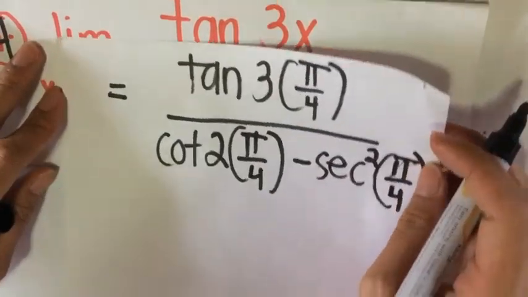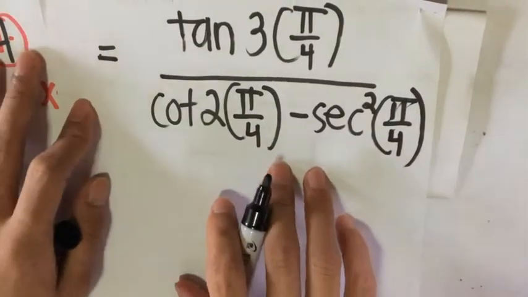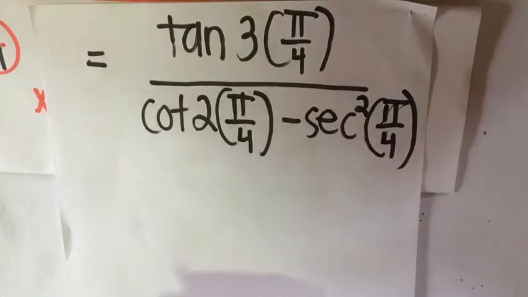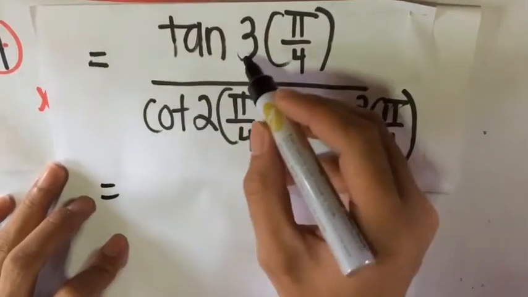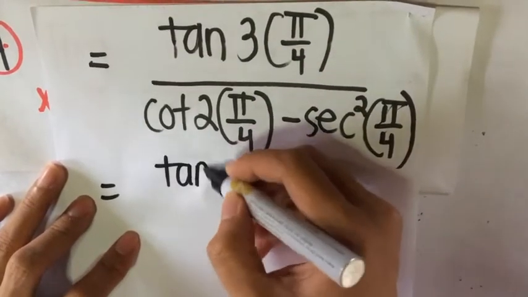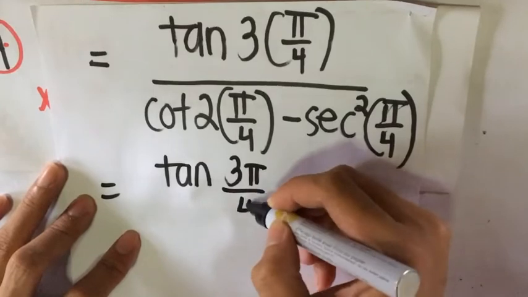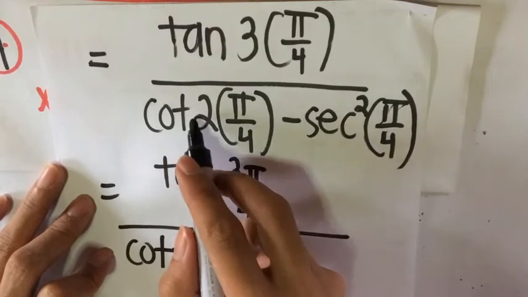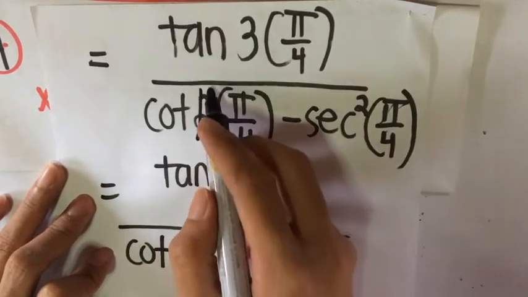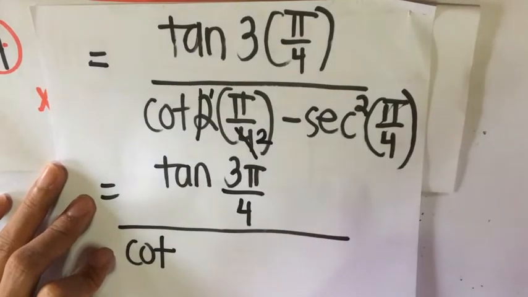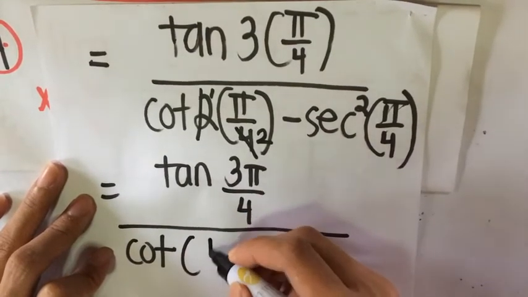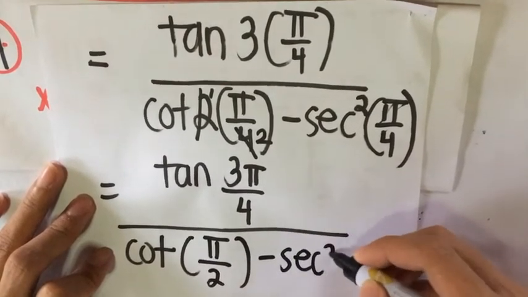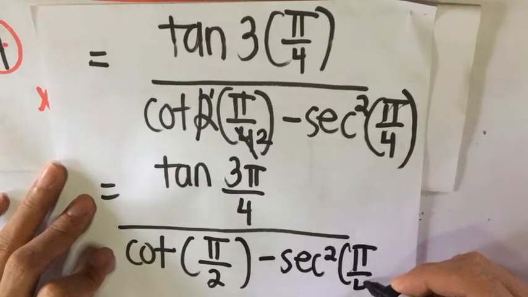Now we already substituted where our x approaches. After that, you have to simplify this one. So it becomes 3 times pi, that is tangent 3 pi over 4, all over cotangent. We can simplify 2 over 4, which is 1 over 2, so we have the remaining 2. That is now cotangent pi over 2, and this is now minus secant squared pi over 4.